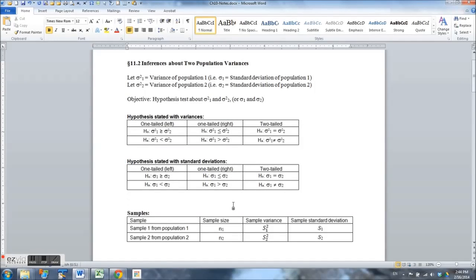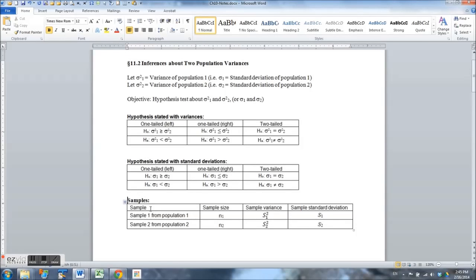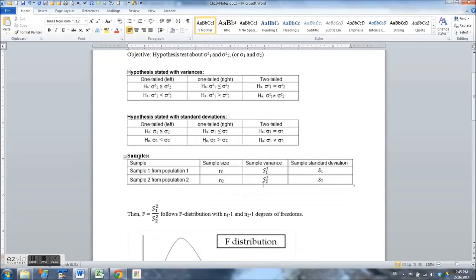Now, you take two random samples, independent random samples. So, sample 1 and sample 2 are random samples from the two populations and they are independent. So, we have sample sizes n sub 1 and n sub 2 of the two samples. We compute the sample variance from the first sample, S sub 1 squared, and S sub 2 squared is the sample variance from the second sample. Of course, if you take the square root of these, you're going to get S sub 1 and S sub 2, which are the sample standard deviations.